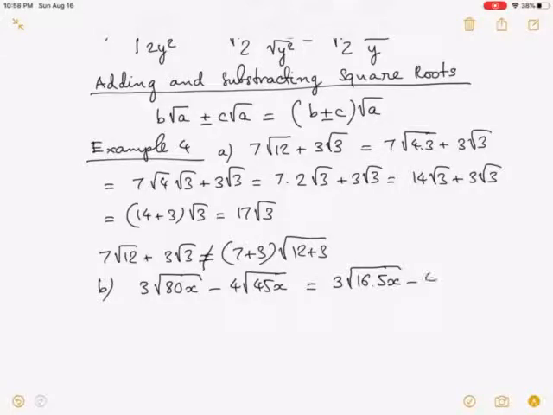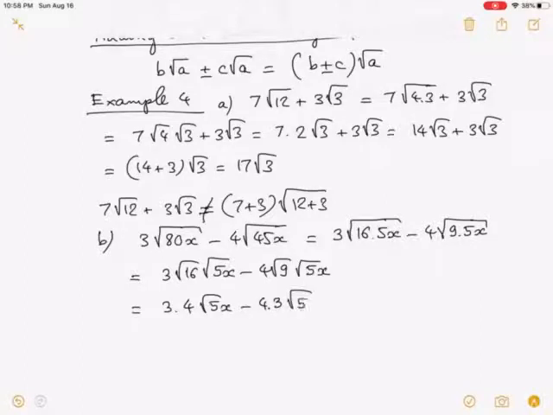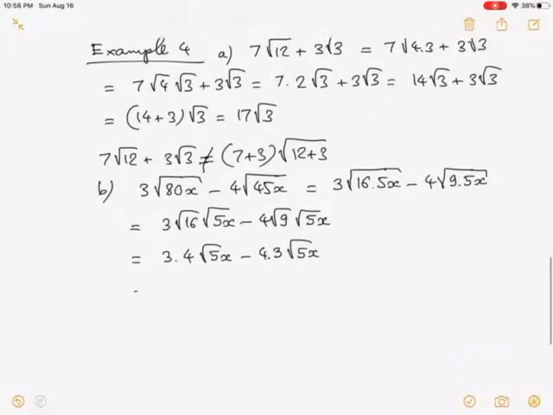16 times 5x minus 4 square root of 9 times 5x. So this is 3 square root of 16 square root of 5x minus 4 square root of 9 square root of 5x. 3 times square root of 16, which is 4, square root of 5x, minus 4 times 3, because square root of 9 is 3, square root of 5x.